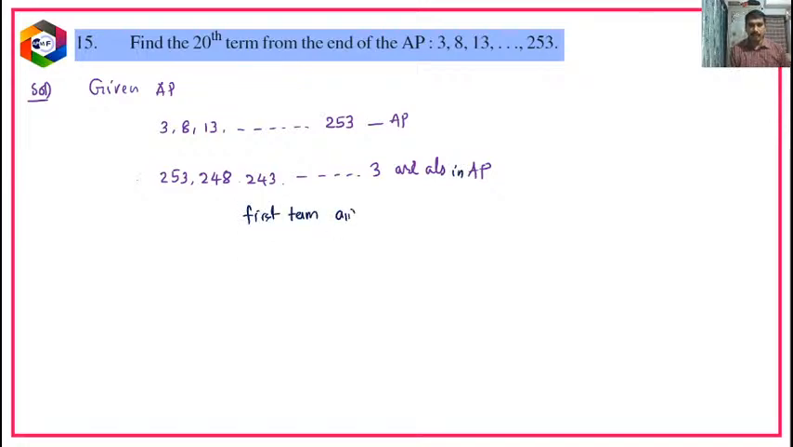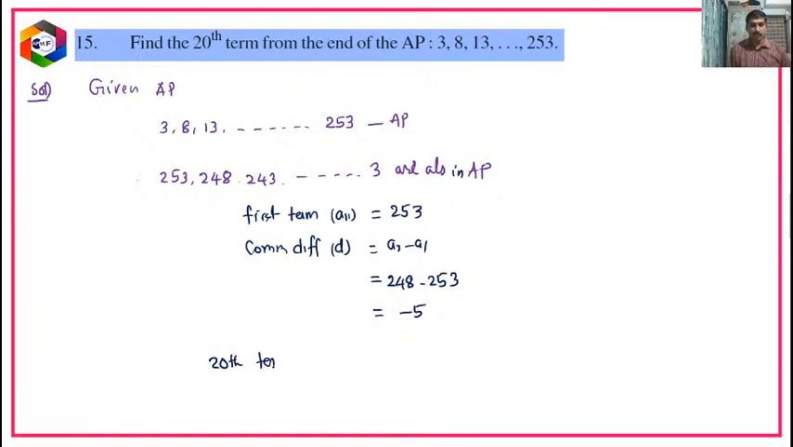The first term A1 is equal to 253, and the common difference D will be A2 minus A1. What is A2 actually? 248. So 248 minus 253, that is minus 5 here. Now the 20th term, this is A20.